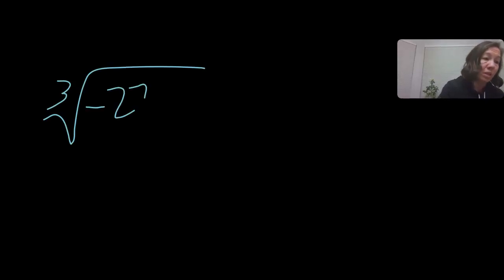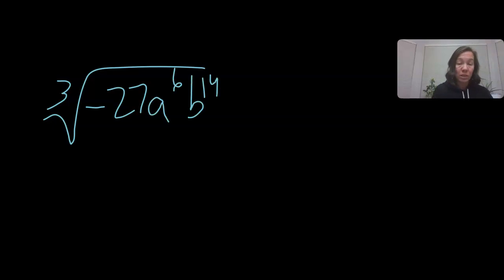We can do the same thing with the cube root. So look at the cube root, part A. We have this, a to the 6th, b to the 14th. So now 27 is a perfect cube. The cube root of 27 is 3.